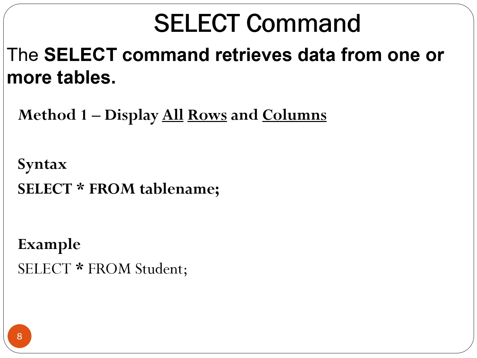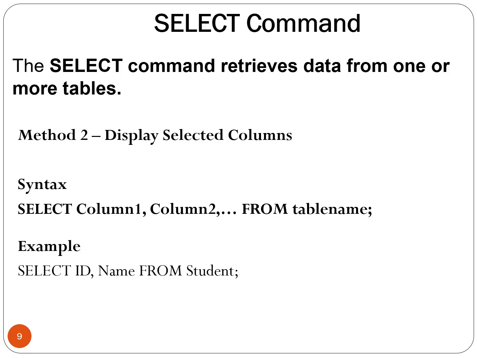Next is the select command. The select command is used to retrieve or display the data from one or more tables. In method 1, we use a star to display all rows and all columns. Syntax: select star from table name. So star here means we are referring to all columns from the table. For example, select star from student. So it displays all the records and all the columns from the student table.